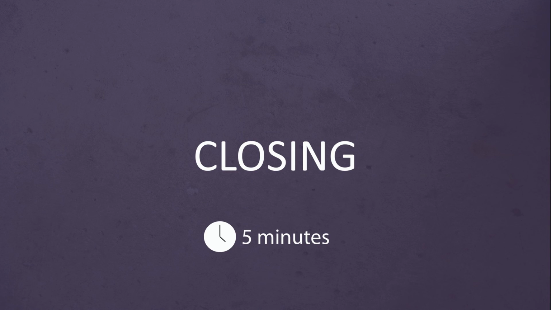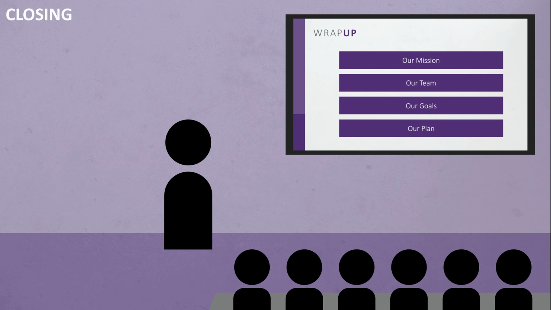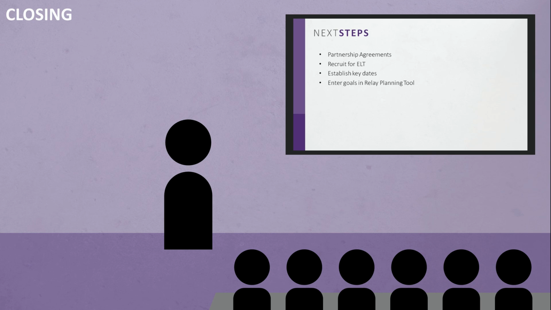Finally, the closing. Wrap up by recapping the agenda. Share the next steps for the event leadership team. They should complete individual partnership agreements with all event leadership team members. They should recruit additional leaders for open event leadership team positions. They should establish key dates, including meeting dates, kickoff dates, and team ambassador meetings. They should work in the relay planning tool and enter all the information from the workshop into the tool.